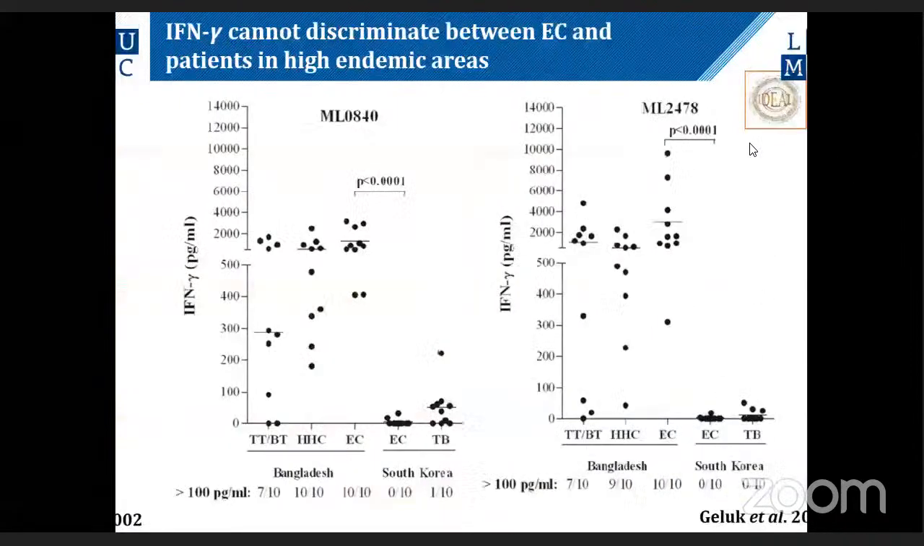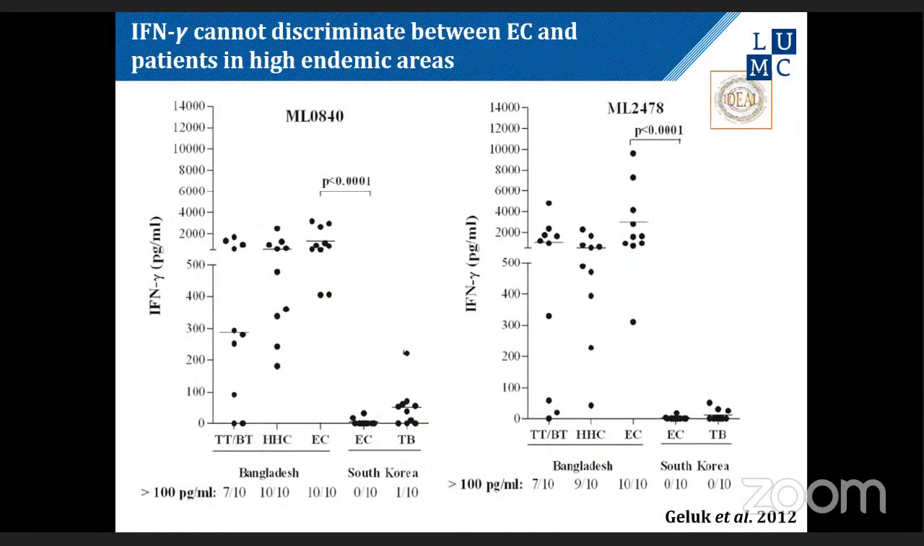But then we went to a highly endemic area and compared the same proteins in the same proliferation assay with PBMCs of either TT patients, healthy contacts, and endemic controls. And we did that in Bangladesh and also in South Korea. South Korea is a country that is not endemic for leprosy anymore. And what you can see here is that not only the TT patients, but also the healthy household contacts and the endemic control group, they all produced interferon gamma in response to the leprae unique antigens.